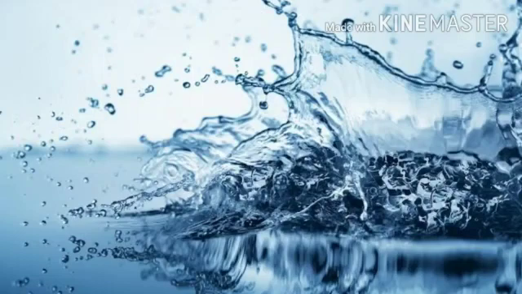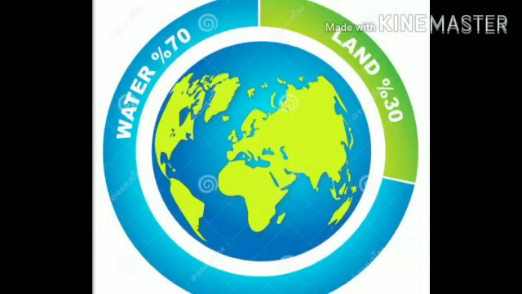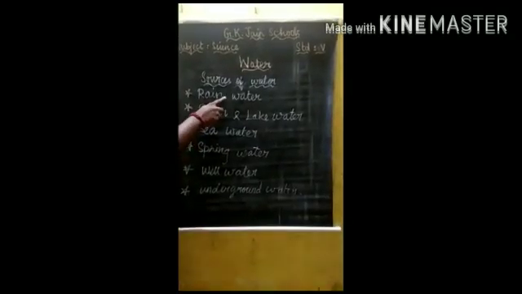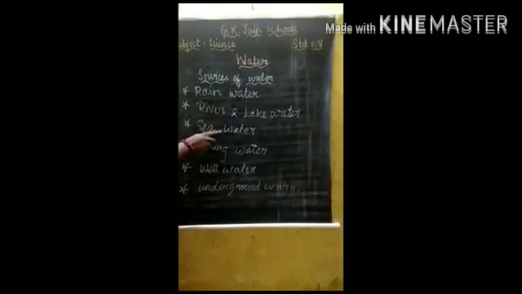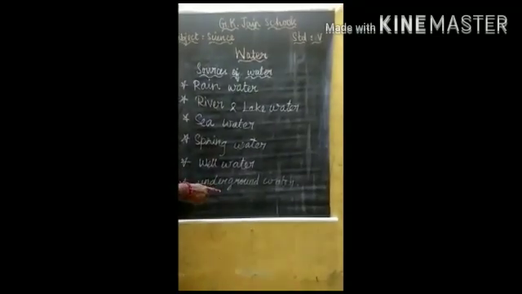Water is the most abundant source on the earth. It fills the seas, rivers and lakes and covers more than 2/3 of the earth's surface. It also exists as snow and ice on mountains. In the atmosphere, water is present in huge quantities as vapor and clouds. The following are the sources of water. Here we can see the rainwater, river and lake water, sea water, spring water, well water and underground water. These are the sources of water.